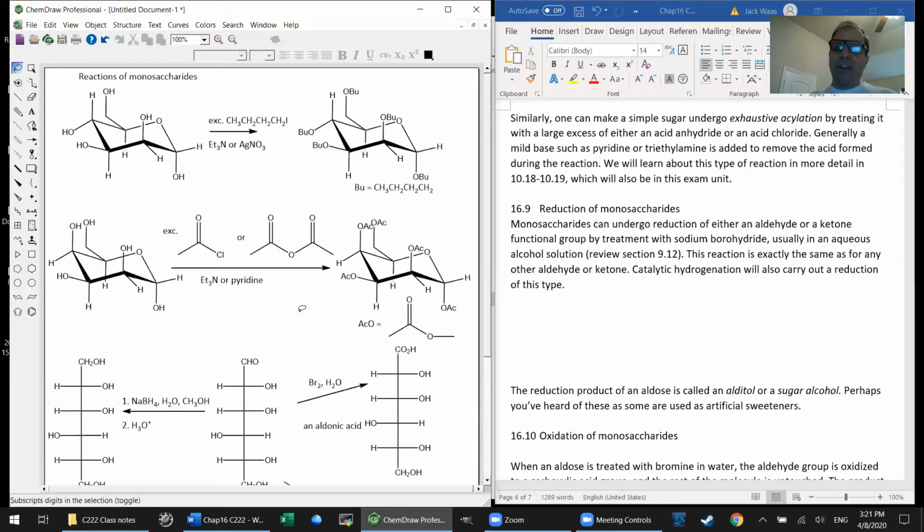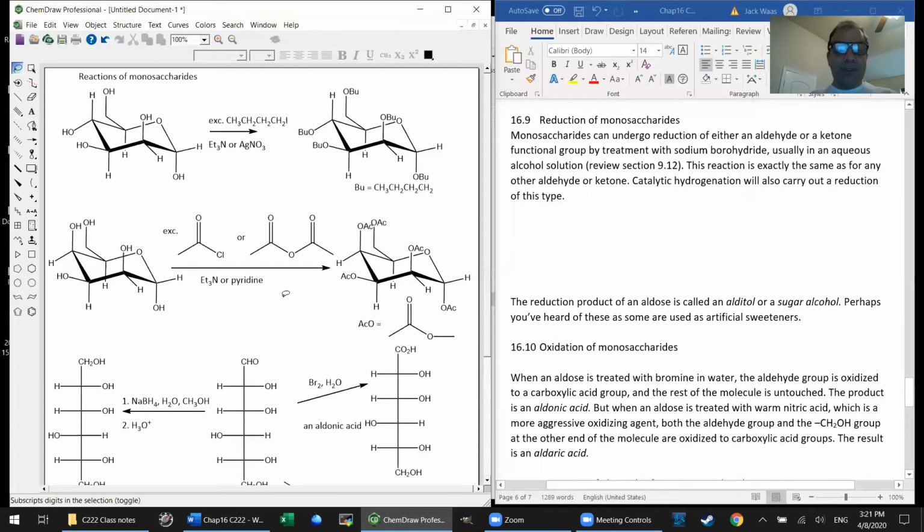We'll probably learn at least a little about it in chapter 10. It's known as the nucleophilic acyl substitution. For now, suffice it to say, this reaction is neither SN1 nor SN2. It's something other than either of those. A couple other reactions of simple sugars that we already know about from aldehydes, ketones, and alcohols.